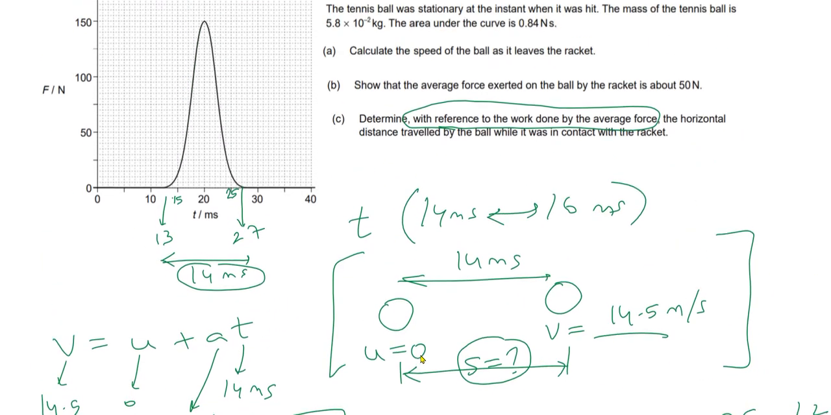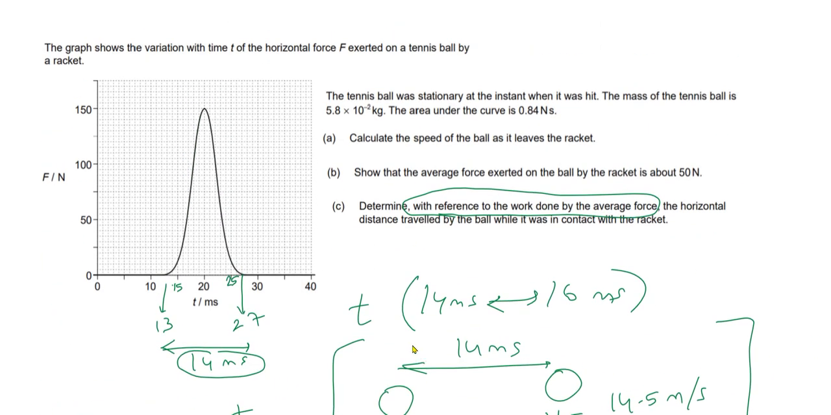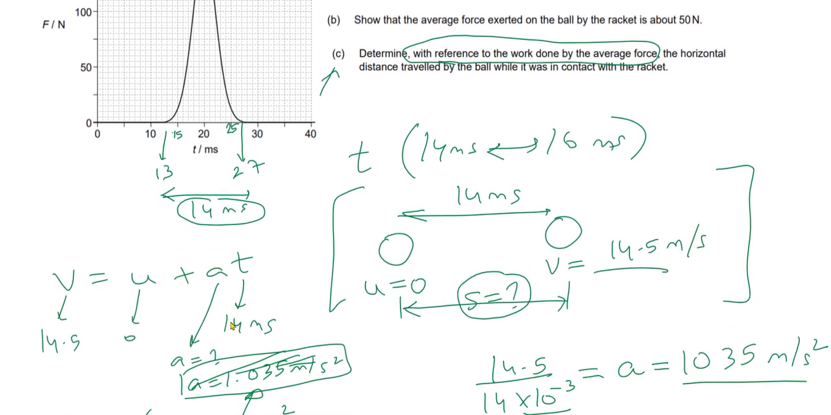But if you scroll up, if we read the question again, part C, it says to determine with reference to the work done by the average force. So in the method which we have done, we have used the SUVAT equations. We have not considered the work done by the average force. So the method which you did is correct, this is just for conceptual clarity, but now we have to resolve using the work done by the average force.